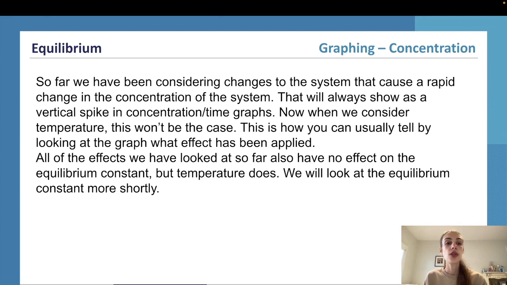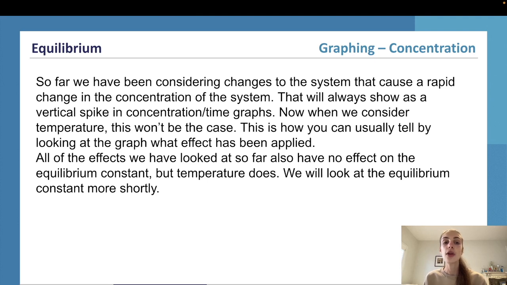And so far we've been considering changes to the system that cause rapid changes in the concentration, and so that's always going to show as that vertical spike in the concentration or time graphs. But when we consider temperature, that's not going to be the case, and so that's how you can tell when you look at one of these graphs what effect has actually been applied.